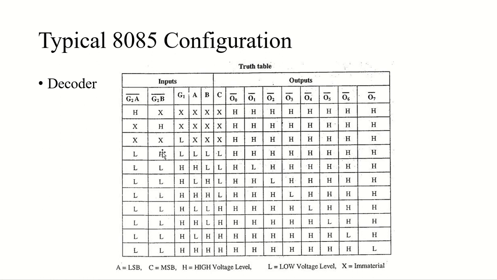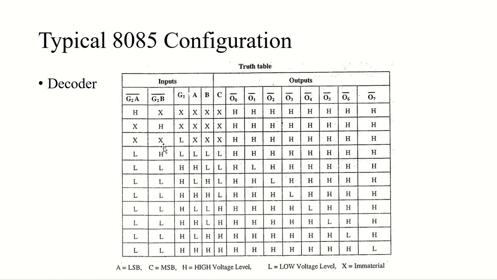So initially we have A, B, C as X, X, X and G2B as X. Only G2A is high voltage, and as an output we will be getting everything high voltage. Same thing will happen when G2B becomes high voltage. Everything will be high voltage. Now here's the interesting thing. Still A, B, C are immaterial.